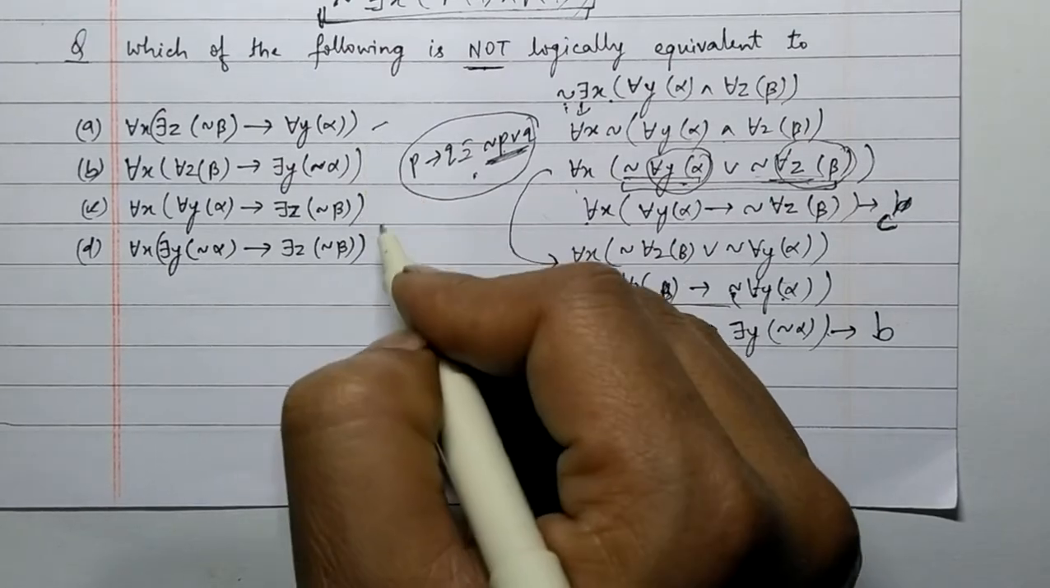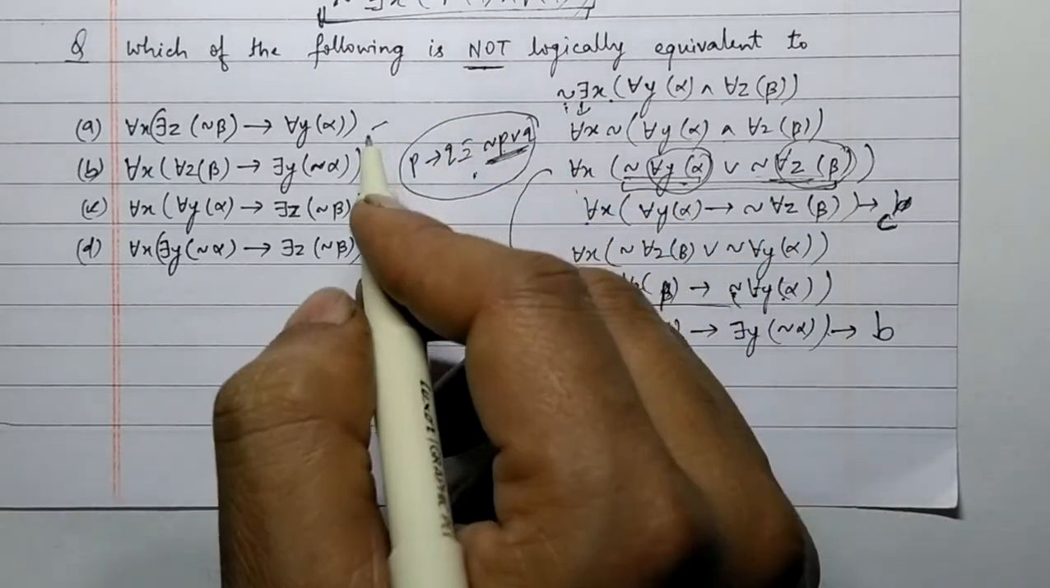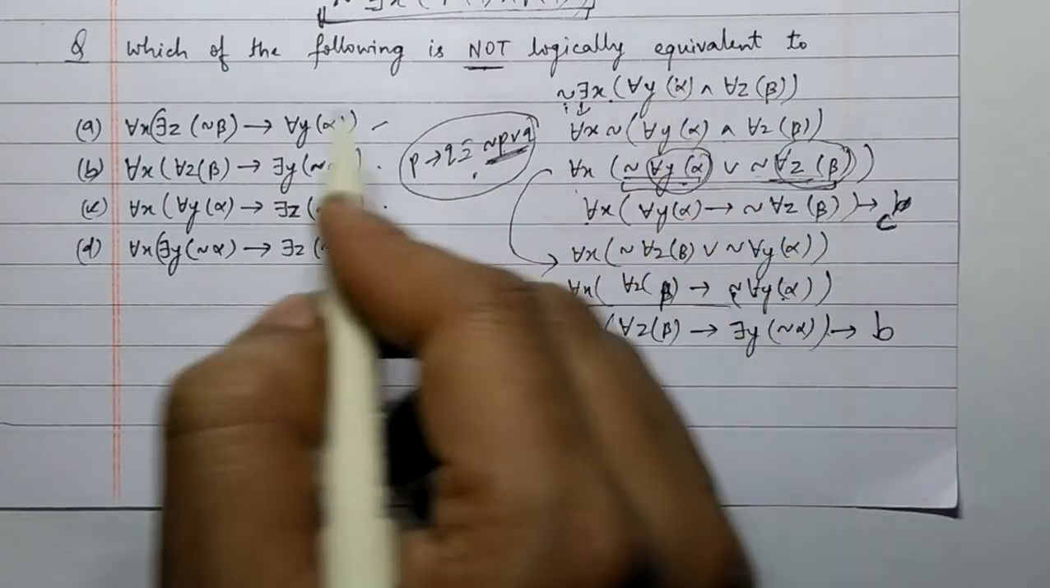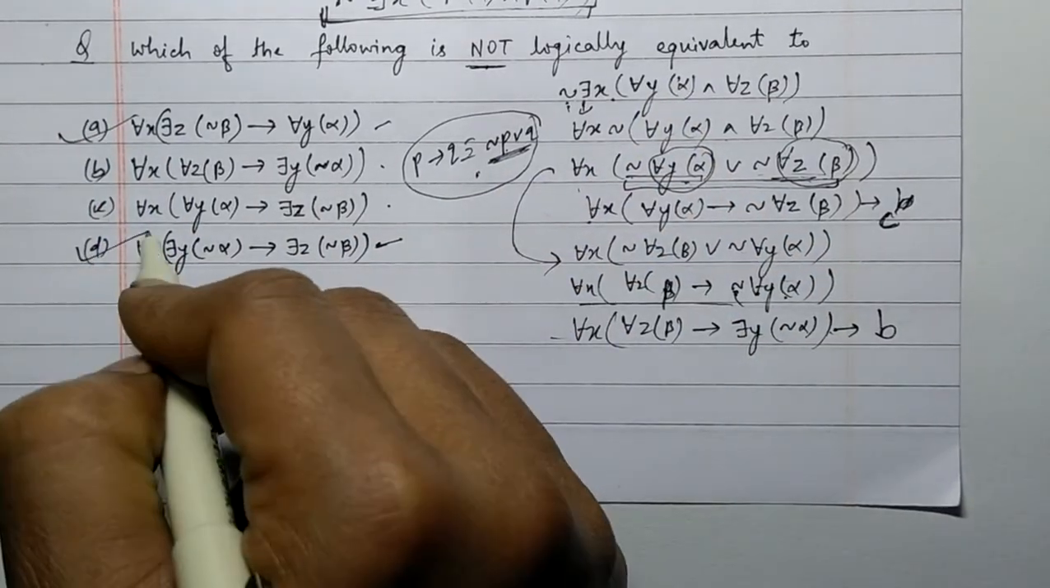So option A and option D are not logically equivalent. B and C are logically equivalent. So A and D are the correct answer.